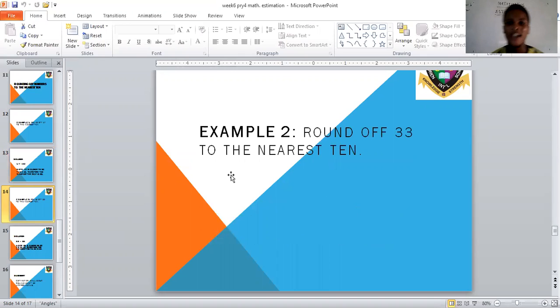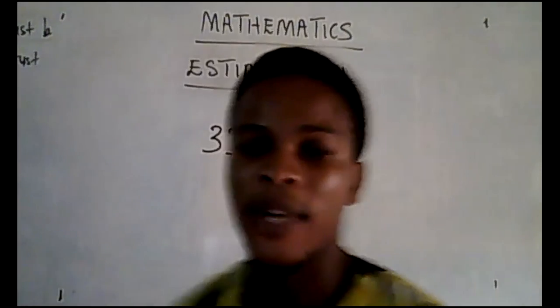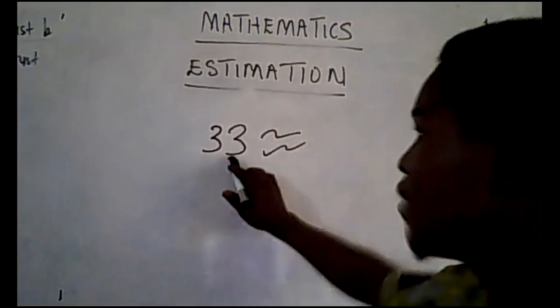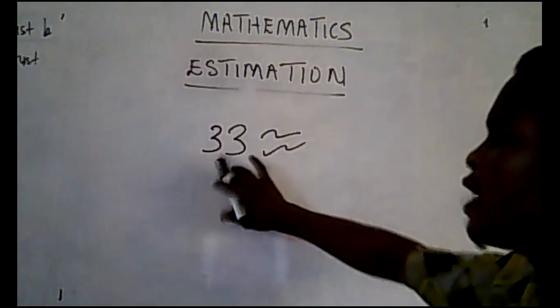Another example says, round off 33 to the nearest 10. So now, how do you round off 33 to the nearest 10? Look at it, everybody. We have 33. Now, 33 is in between which of the 10s?